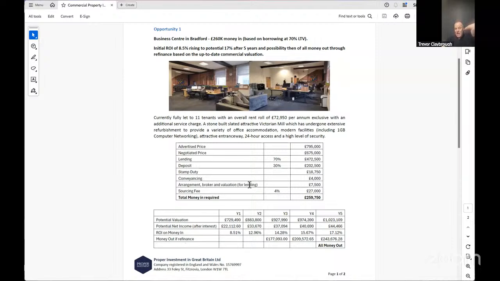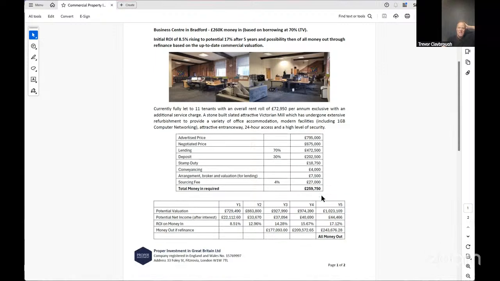Same for the ongoing management. Yes, you can do it yourself and spend half your time doing it, or use an agent that's got really good experience in that. So this would be the money in that's needed to get into this deal. All these figures come from a detailed analysis which we're able to share. The real commercial valuation based on the current income would be around 729, but obviously we've negotiated the difference.